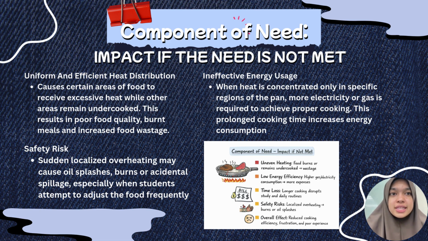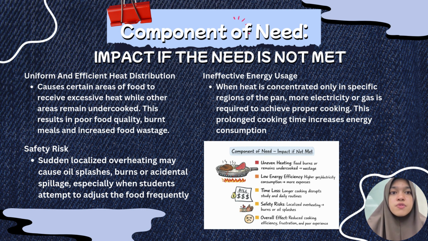Furthermore, uneven heating can pose safety risks. Sudden localized overheating might cause oil splashes, burns, or accidental spillage, especially when students attempt to adjust the food frequently. Over time, repeated exposure to this hazard increases the likelihood of minor kitchen accidents. In addition, inefficient cooking processes force students to spend more time preparing meals. This can interfere with academic commitments, study schedules, and daily routines, reducing overall productivity.